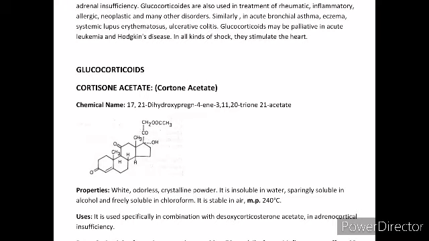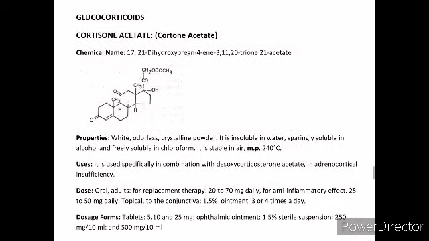This is 17,21-dihydroxypregn-4-ene-3,11,20-trione 21-acetate. Cortisone is available as an odorless crystalline powder, insoluble in water, melting point 240. This is specifically used in combination with desoxycorticosterone acetate in adrenocortical insufficiency.